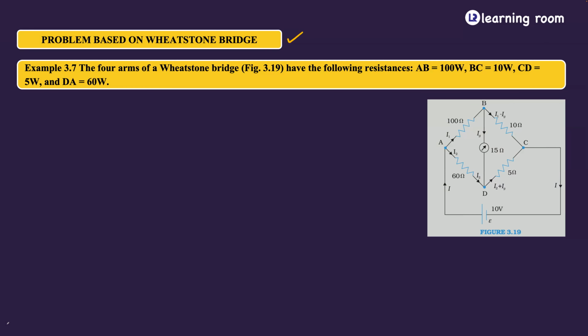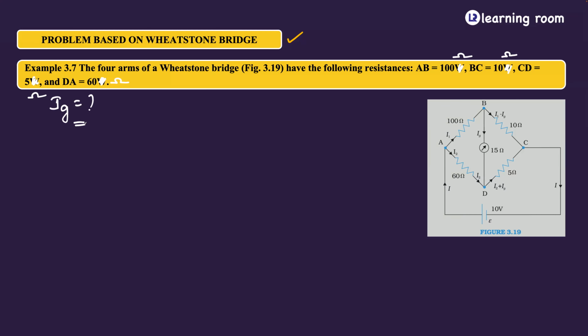The four arms of a Wheatstone bridge have the following resistances: AB is equal to 100 ohm, BC is equal to 10 ohm, CD is equal to 5 ohm, and DA is equal to 60 ohm. So there is a circuit in the shape of a quadrilateral, basically a Wheatstone bridge. Now the question is, what is the current through the galvanometer? What is the value of Ig is what we need to find in this problem.